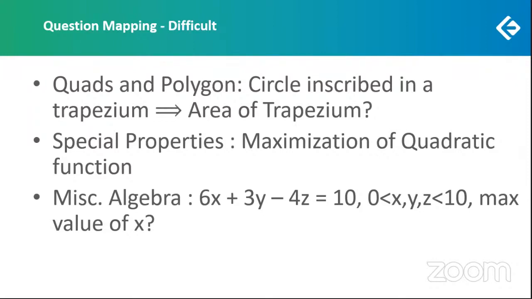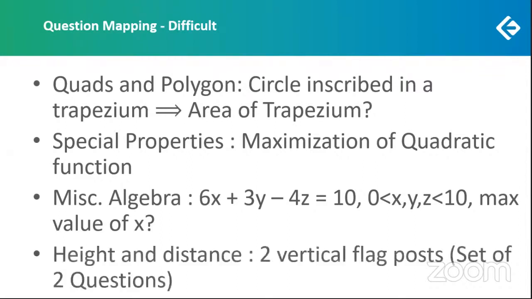Okay, so this requires a certain kind of thought process. First of all, your 6x plus 3y should not be a multiple of 4, because if the LHS is a multiple of 4, the RHS will also be a multiple of 4, which it is not. So 6x plus 3y should not be a multiple of 4, it should be only an even number, and keeping that in mind, we will have to do certain trial and error and find out the maximum value of x.